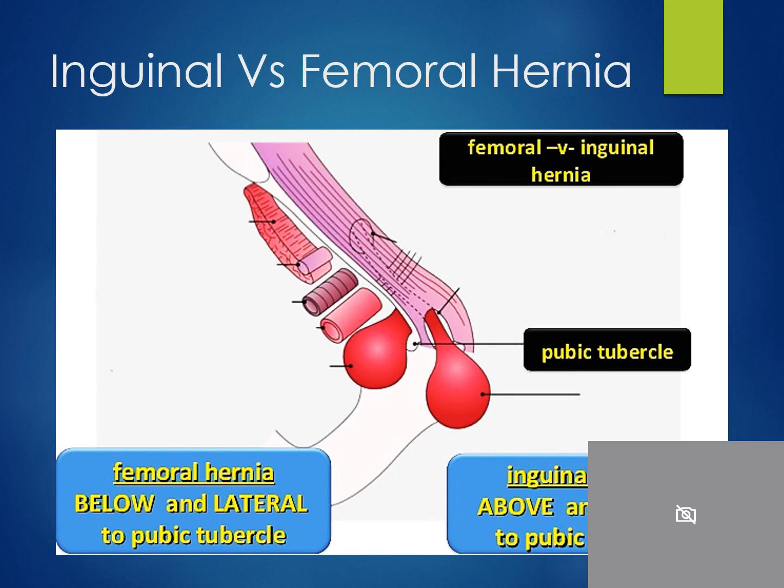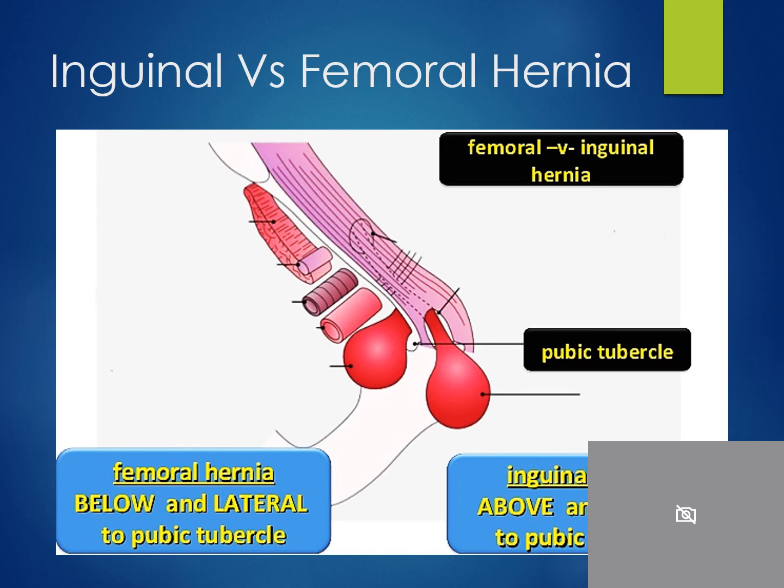Now, we will have in this area one more type of hernia, either an inguinal hernia or a femoral hernia. Of course, femoral hernia is more common in females, while inguinal hernia is more common in males. Now, from the anatomical point of view, you can find that a femoral hernia is lying below and lateral to the pubic tubercle. So this is the pubic tubercle. It is palpable, especially if you are pressing on the insertion of the inguinal ligament. So below and lateral.